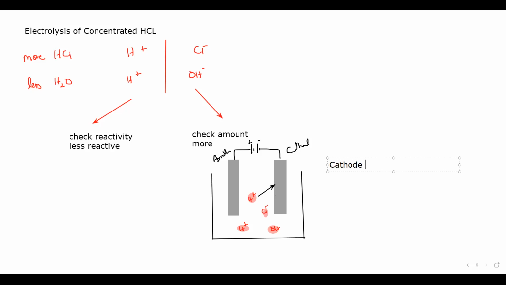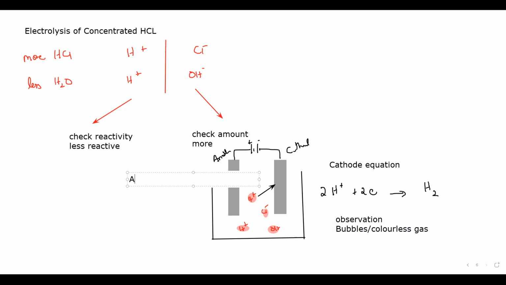So what will be the half equation at the cathode? The hydrogen ions are attracted. When two hydrogen ions are there, they will take two electrons and form a hydrogen molecule. So what is the observation? Whenever hydrogen gas is given off, we say bubbles, or we can say colorless gas. So bubbles or colorless gas are given off at the cathode.